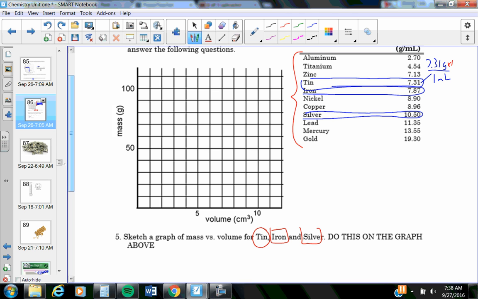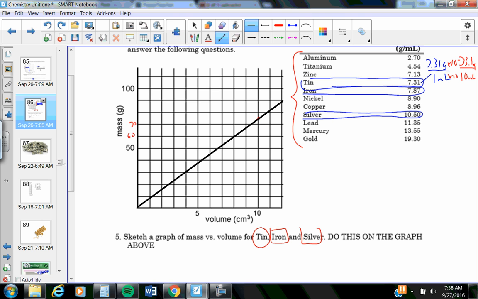If I times this by 10, it'll equal 73.1 grams per 10 milliliters. So if I go up to 50, 60, 70, 73 would be around in this area. I need to know where it meets 10 milliliters. I don't need that line, just showing it on the video. So 73 meets 10, and then I take a straight line and go from 0, 0 to there, or a relatively straight line. That is tin.